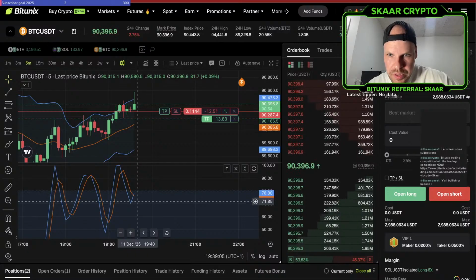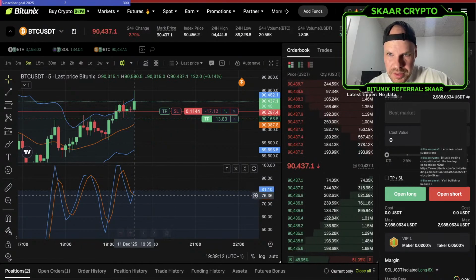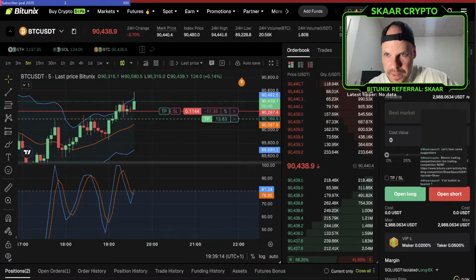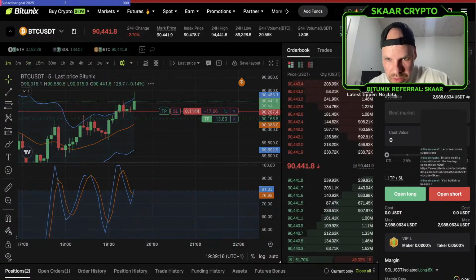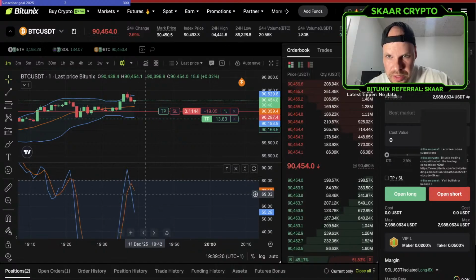So this move here is a strong move upwards. So that's bad for my position. But it is only the 5 minute one. On the 1 minute here, you can see that it is still actually.